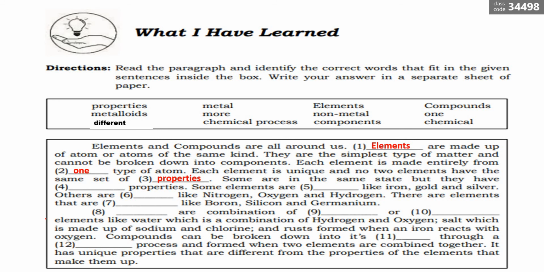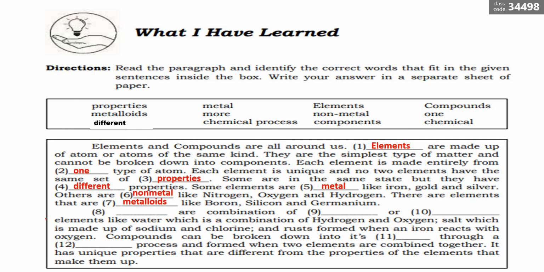Some are in the same state, but they have blank properties. Yes, different. That's correct. Some elements are like iron, gold, and silver. They're called metals. Others are like nitrogen, oxygen, and hydrogen. They are non-metals. There are elements that are blank like boron, silicon, and germanium. And that is metalloids. Okay, remember that.